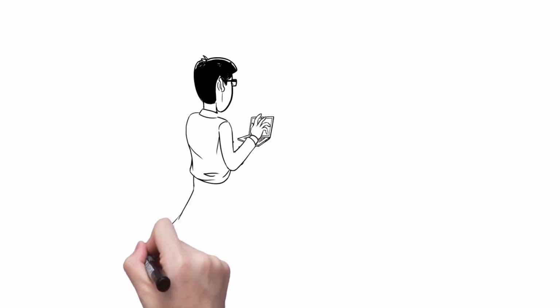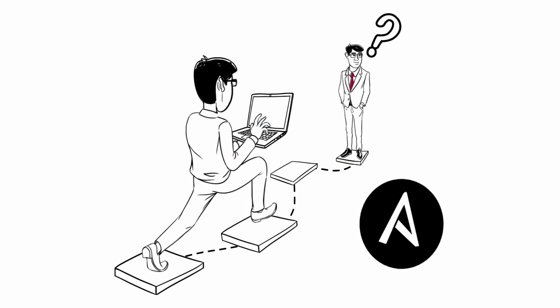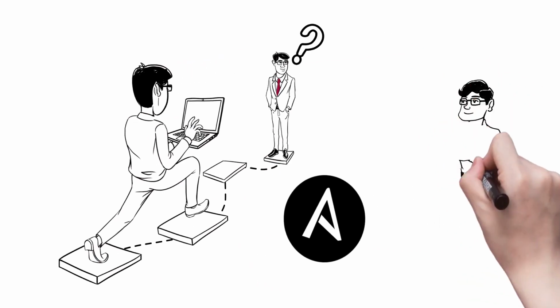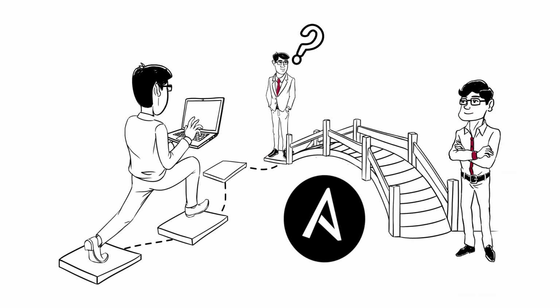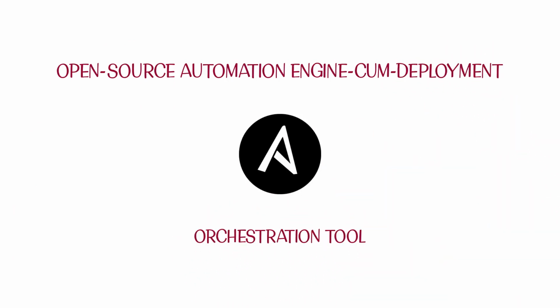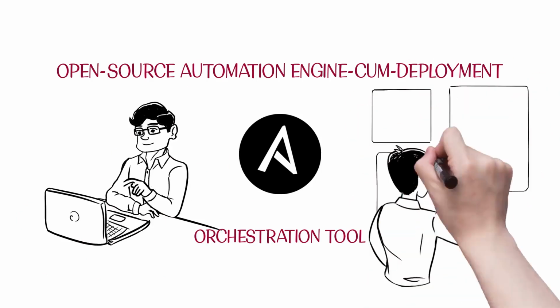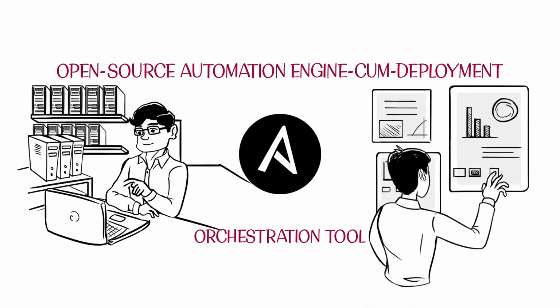Programmers code their way out of this ordeal by writing scripts. Administrators, sadly, aren't fluent coders. That's where Ansible bridges the gap between programmers and administrators. Simply put, Ansible is an open-source automation engine-cum-deployment and orchestration tool. It gives system and network administrators the power to automate and scale IT environments exponentially.